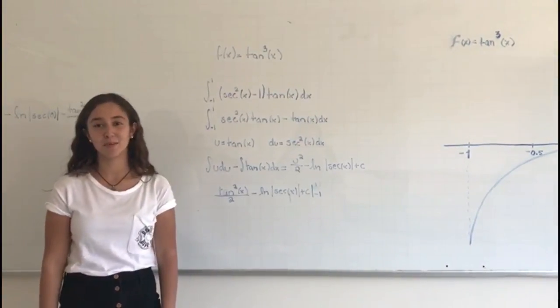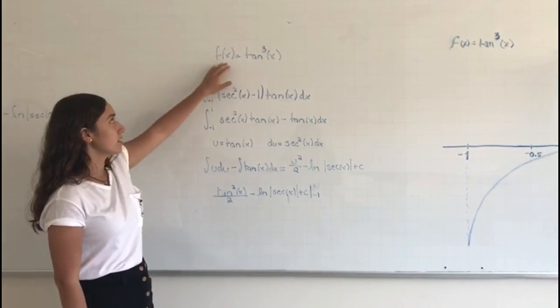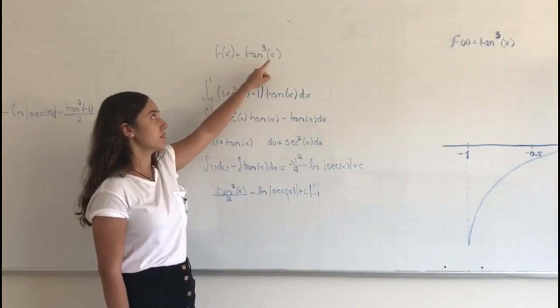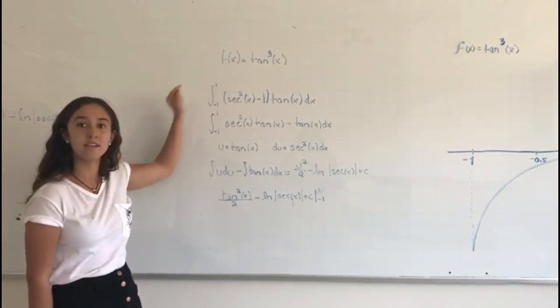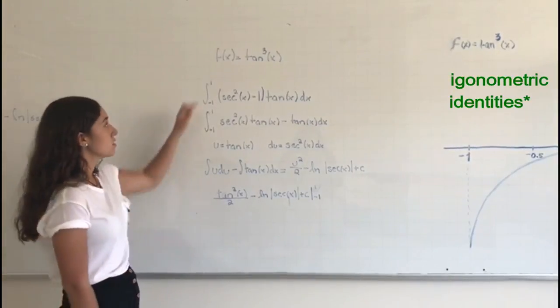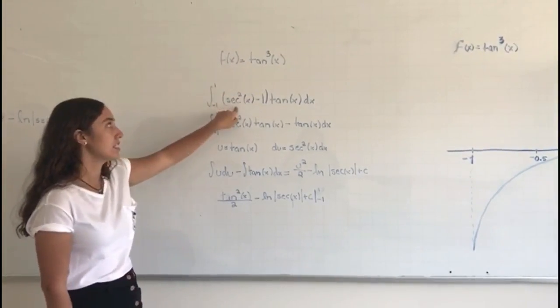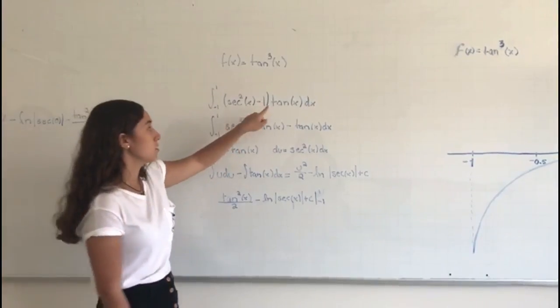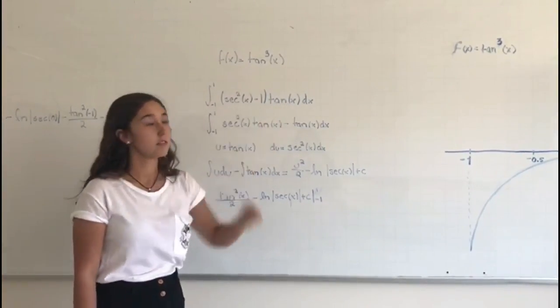Okay, so we got problem number 8, which is f of x equals the integral of tangent cubed of x from -1 to 1. So the first thing we have to do is use trigonometric identities. We will use tangent squared and change it for secant squared of x minus 1, and we'll multiply by the remainder of tangent.